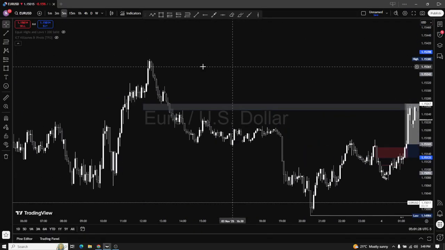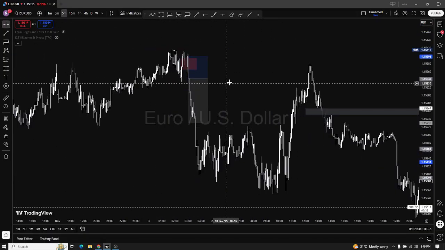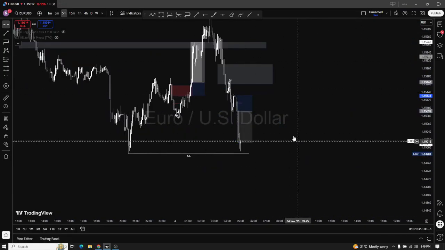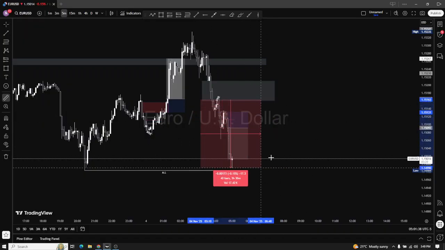So this was the trade that I took yesterday. You can see over here. Let's not go back all the way over here, let's just study the market of this current price action.